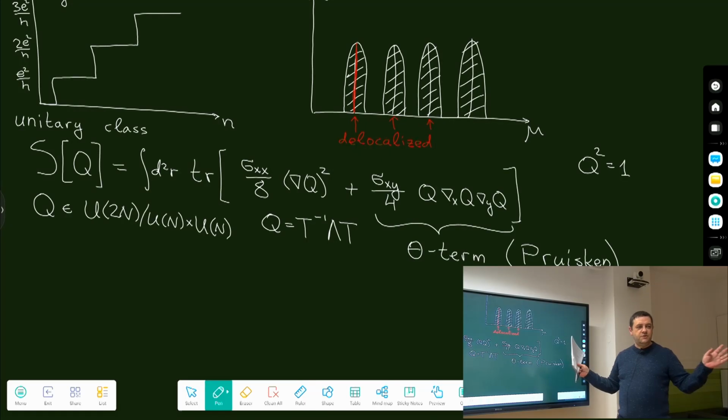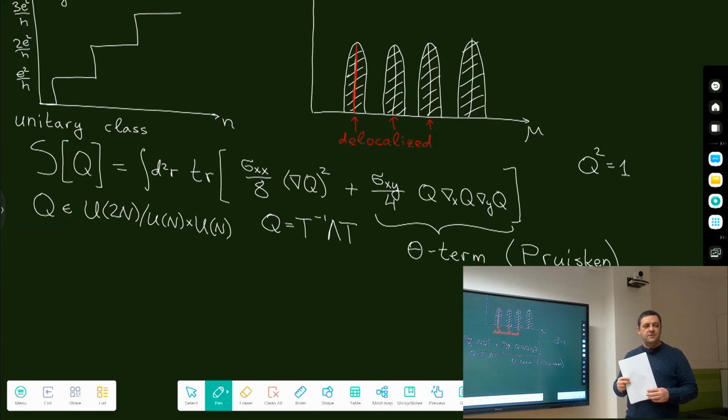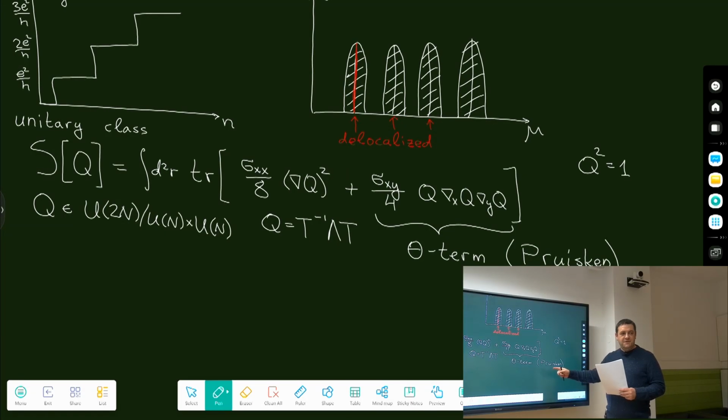Why didn't we have this term when we initially described the sigma model? Because we are not as smart as this guy, first of all. And second, because we did the derivation starting from the Hamiltonian, and this term did not appear. Now, what this guy did, he did the same derivation starting from the Hamiltonian, but with a magnetic field in this Hamiltonian.